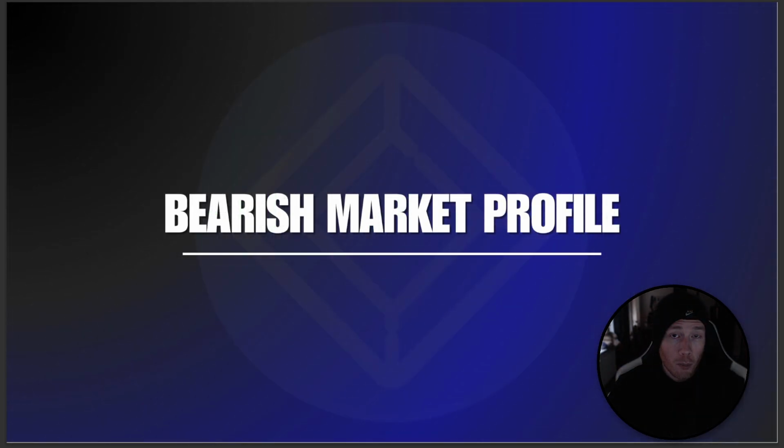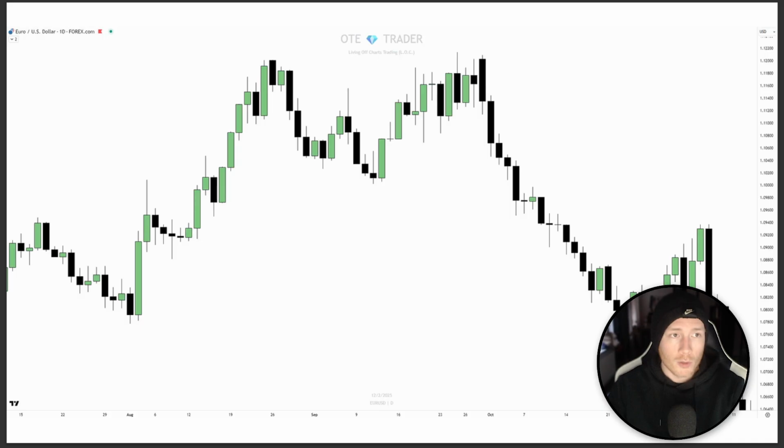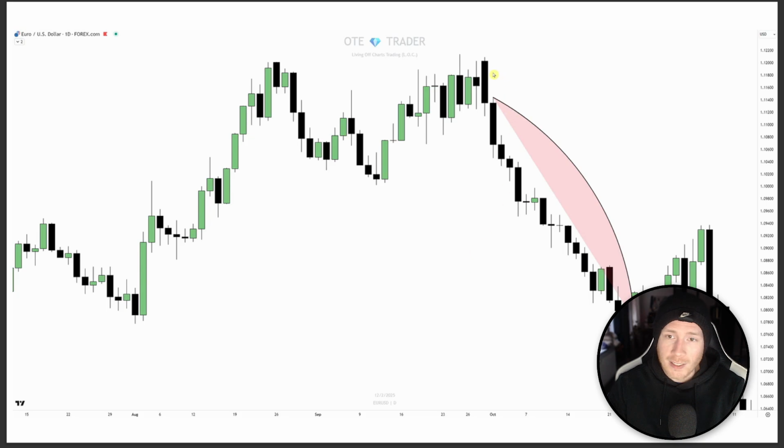So let's talk bearish market profile. So over here we've got a Euro USD chart. Well, you can already spot where the bearish market profile is. Hopefully we can see an entire move down over here. And this is a recent price action, right? This is from October last year. So it's not too far away.